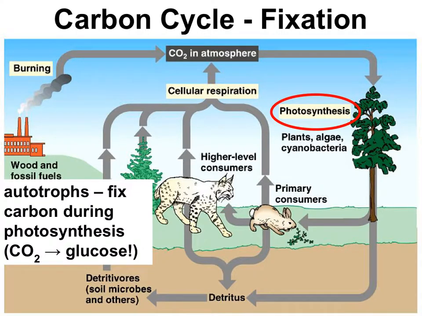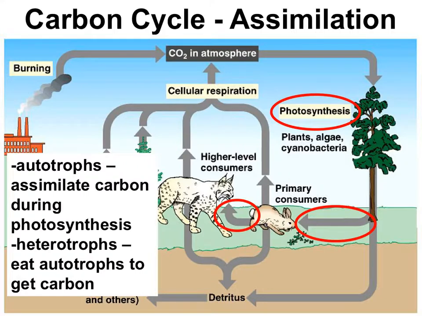Fixation happens when inorganic carbon dioxide is converted to organic glucose during photosynthesis by plants. Plants also assimilate carbon during the same photosynthesis step. So now carbon atoms make up part of the macromolecule glucose.